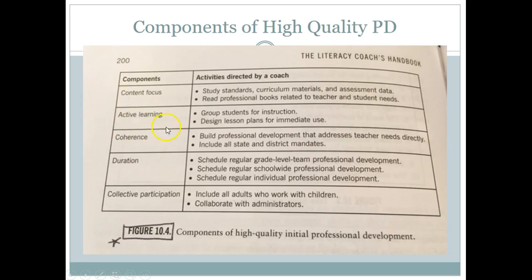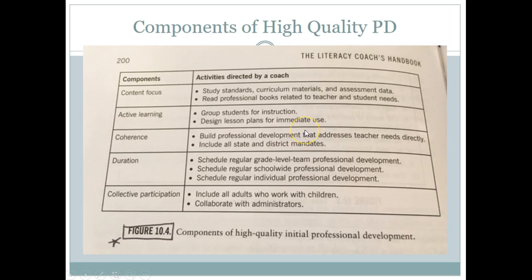Also looking for active learning. So what kind of product is coming from your professional learning session? Could it be that teachers are grouping students for instruction? Could they be making small group differentiated lesson plans? Could they be differentiating a whole group lesson plan? Are they designing lesson plans for immediate use? Are they creating a unit? Are they creating a common assessment? So, what are they producing?